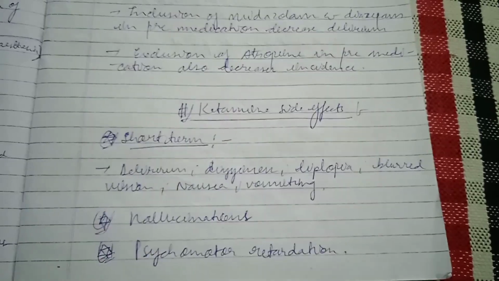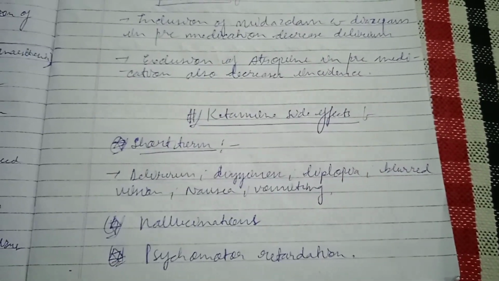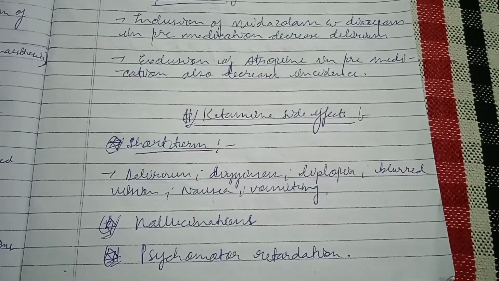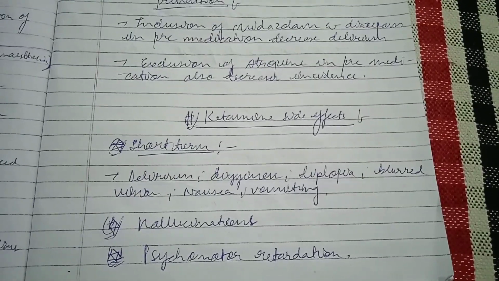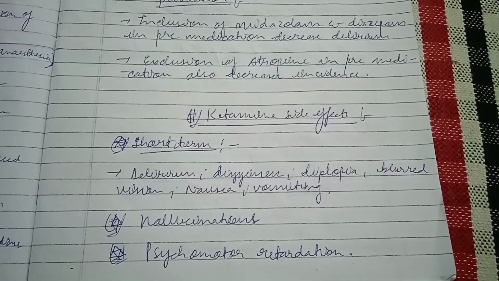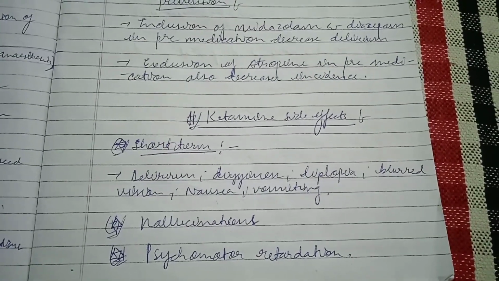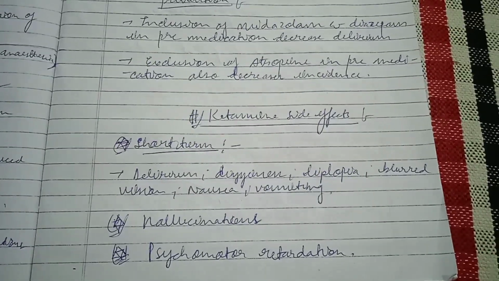And finally, the side effects of ketamine. The short-term side effects include delirium, dizziness, diplopia, blurred vision, nausea, vomiting, etc. And some effects include hallucinations, psychomotor retardation, etc. So it's all about ketamine.